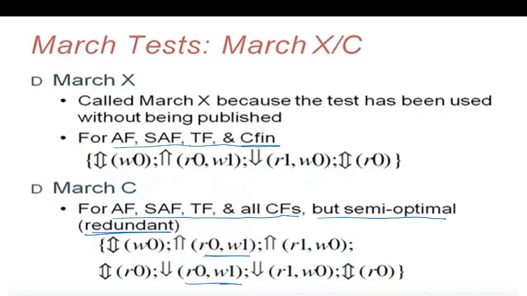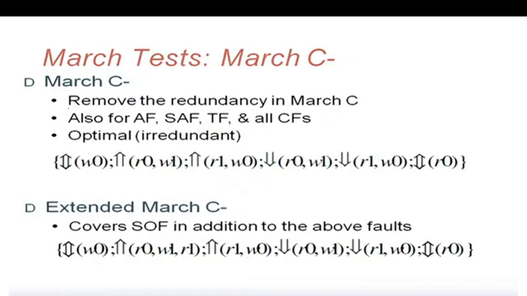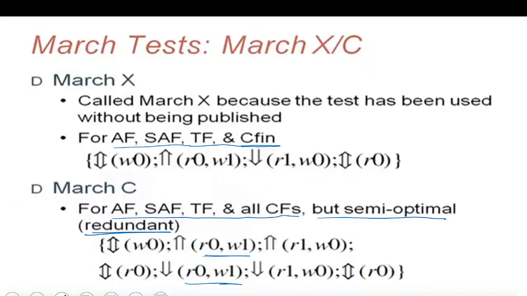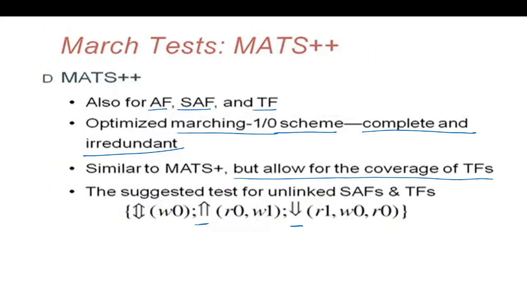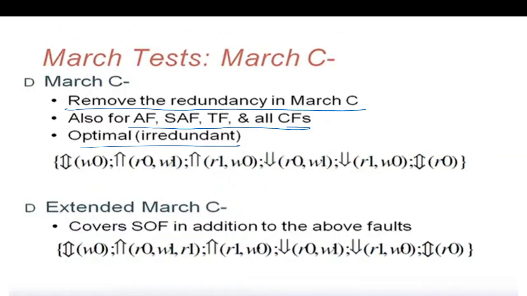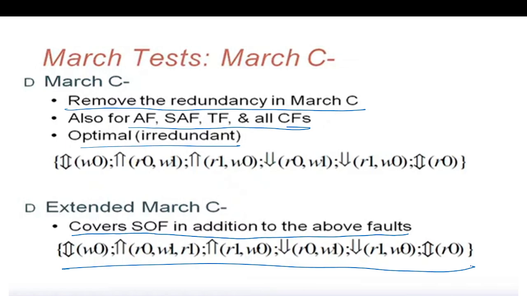Next is March C minus. So we remove the redundant March C elements. It can detect all the faults, and it's optimal as it is irredundant. Next is extended March C minus, which covers the stuck-open fault in addition to the above faults. And this is the marching pattern.